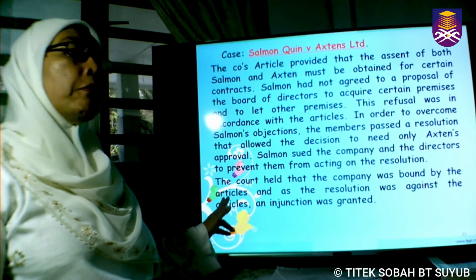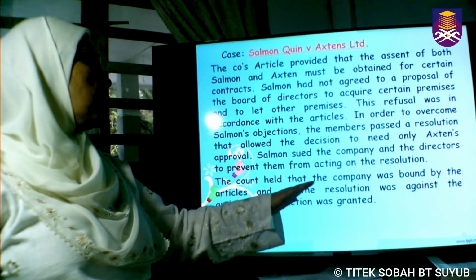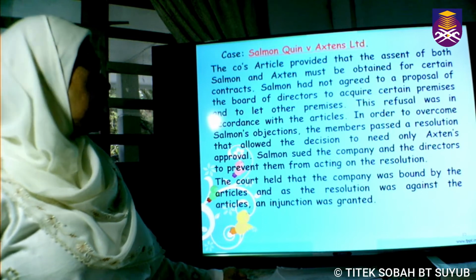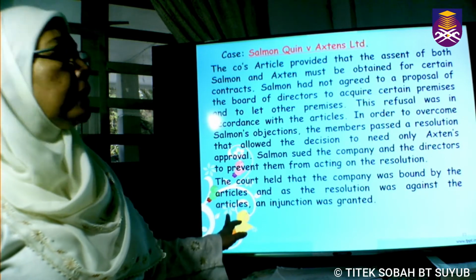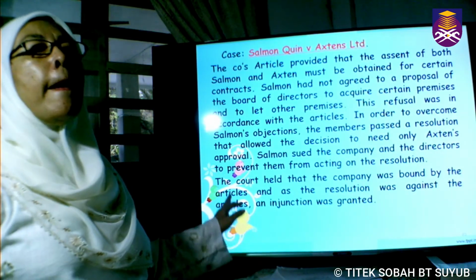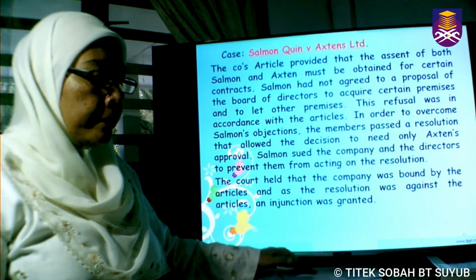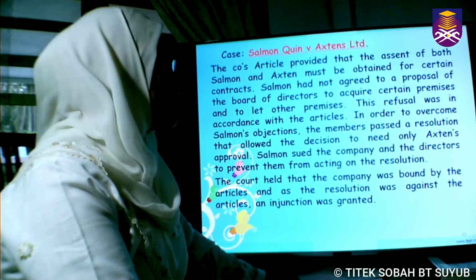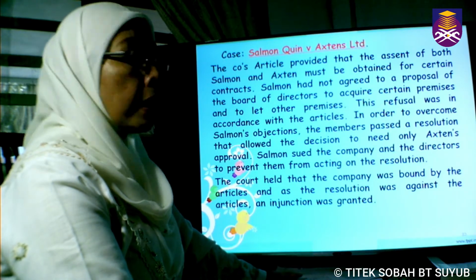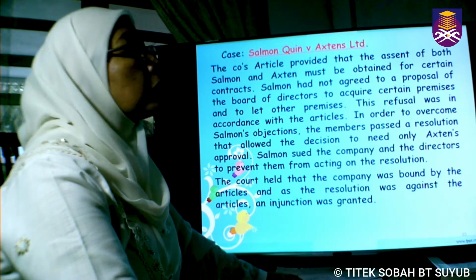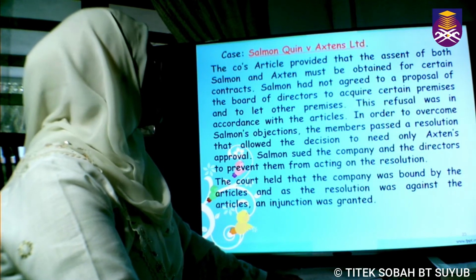Apa mahkamah putuskan? What did the court hold? The court held that the company was bound by the articles, and the resolution was against the articles, and that the injunction, satu injunksi, menghalang syarikat tadi meneruskan dengan resolusi itu, ia pun dibenarkan. So tak boleh lah, syarikat tak boleh lah. Kena dapatkan juga kelulusan Salmon dan Axtens. Okay.